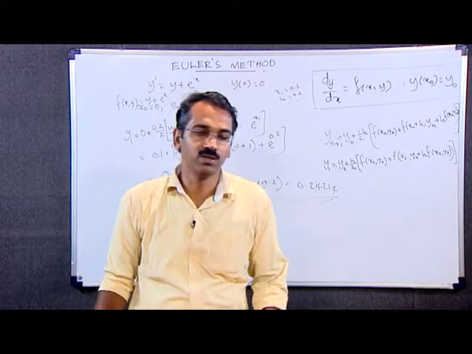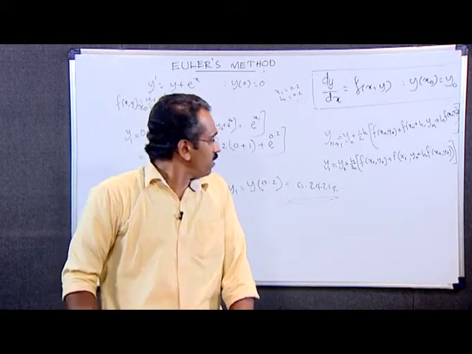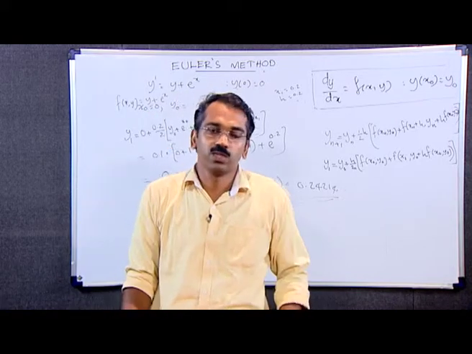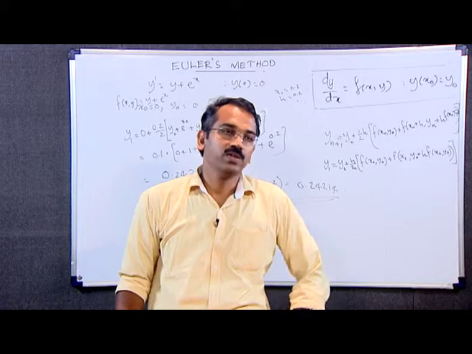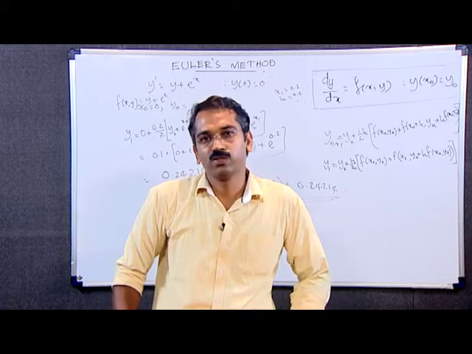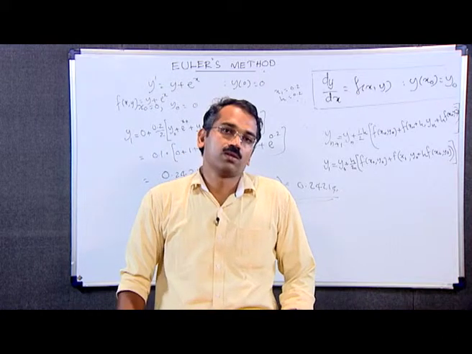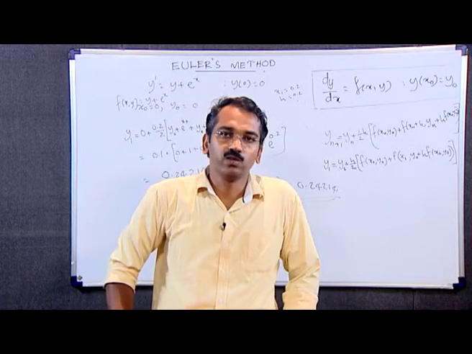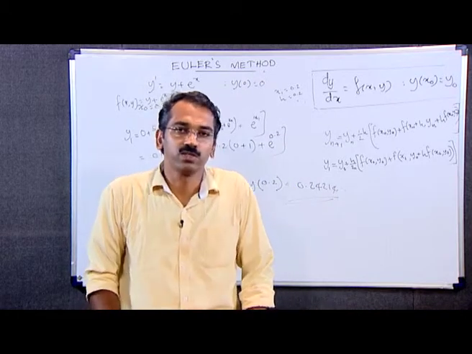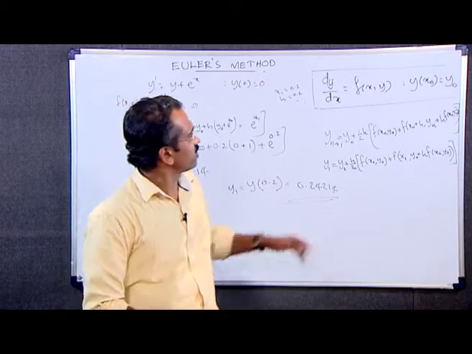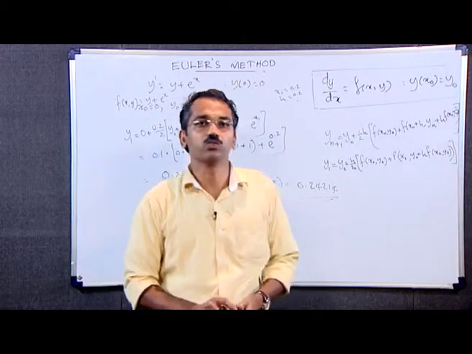With this example, let me conclude this session. In this session, we discussed Euler's method and modified Euler's method. Then we discussed the geometrical interpretation of these two methods and two examples for each. Hope that you have understood this method of solving the differential equation of the form dy by dx is equal to f of x y such that y of x naught is equal to y naught.